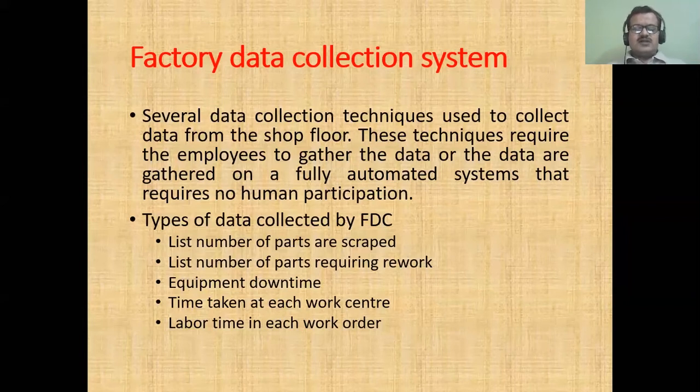So we need to discuss the various types of data collected by the factory data collection system. FDC, factory data collection system, lists the number of parts that are scrapped, the number of parts requiring rework, equipment downtime, time taken at each work center, labor time in each work order, and likewise.